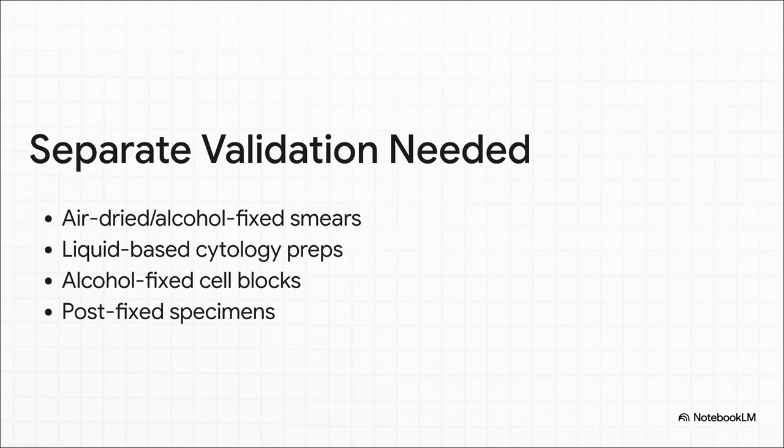It makes sense, right? Different fixatives, like alcohol, can totally change the antigens. An assay that works perfectly on formalin-fixed tissue might completely fail on an alcohol-fixed cell block. You gotta prove it works for each prep type.